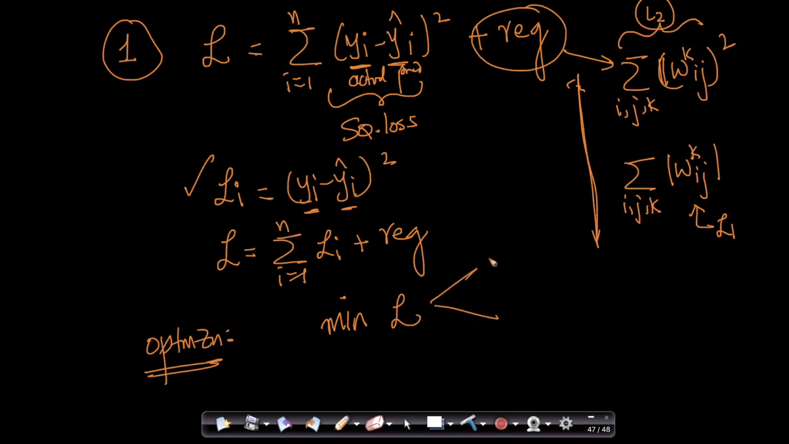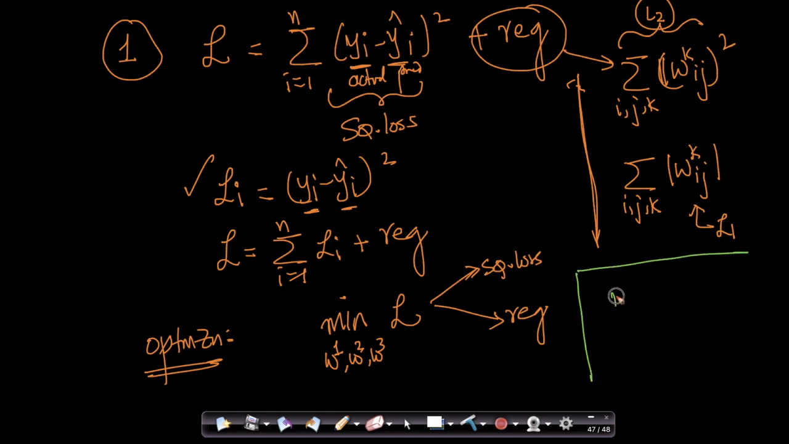So L has two parts. L has squared loss and it has a regularization. But what are the variables here? Your variables are your matrix W1, your matrix W2 and your matrix W3. In other words, I can write this optimization problem as: minimize over all Wkij's for all possible values of Kij. These are the variables that we will change. Minimize L, where L is nothing but the sum of squared loss and regularization. This is the optimization problem we want to solve.